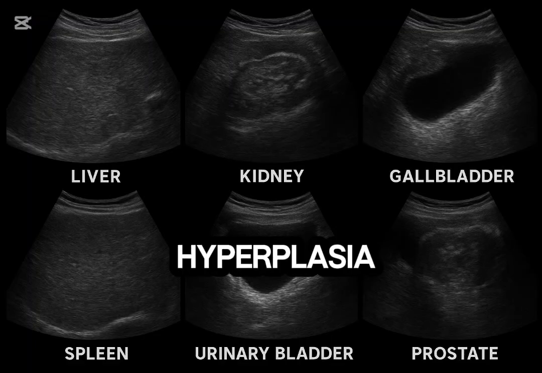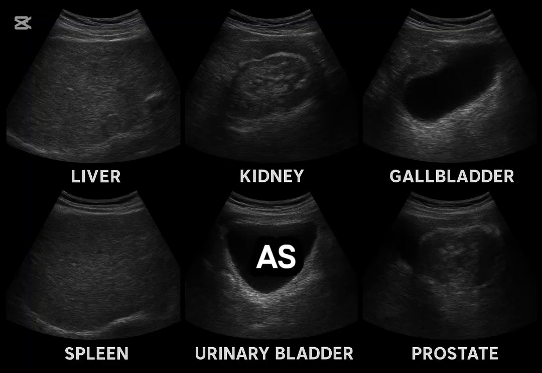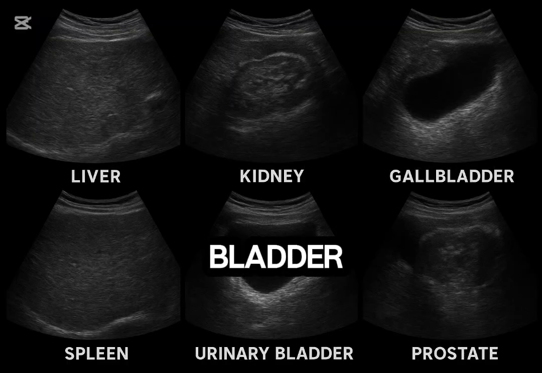Benign prostatic hyperplasia. BPH is seen as a symmetrically enlarged gland, causing indentation of the bladder base and sometimes residual urine. Prostate carcinoma may present as a focal hypoechoic lesion.